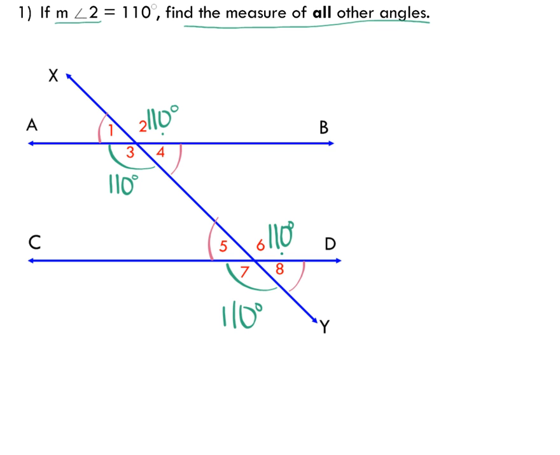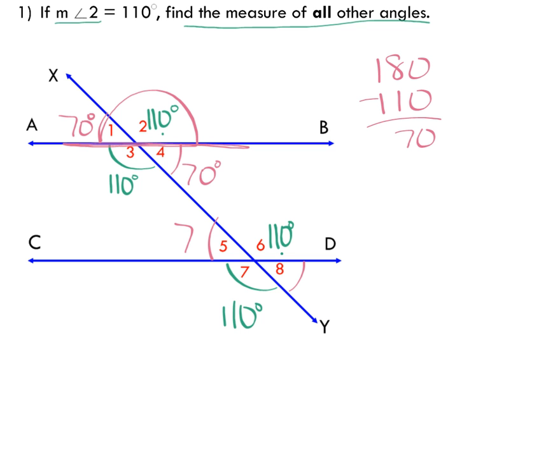Well, 1 and 2 have to add up to 180 because 1 and 2 are supplementary. They make this straight line here. So off to the side, I just do a little math problem. 180 minus 110 equals 70 degrees. So I know this has to be 70. That means this has to be 70. 5 has to be 70. 8 has to be 70. And that's it. For that kind of problem, that's all you have to do.